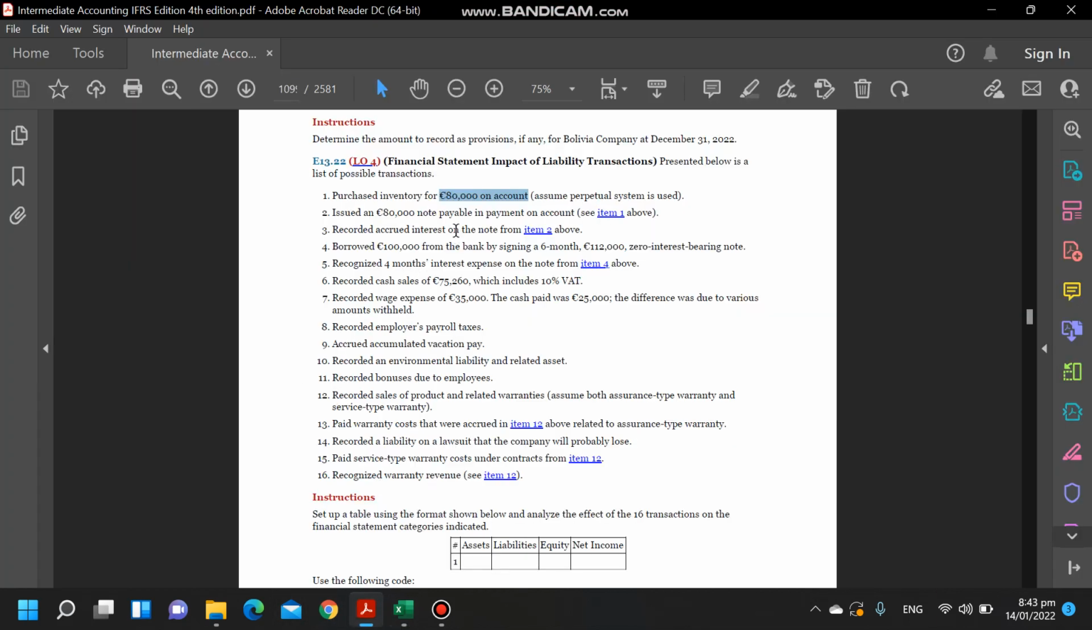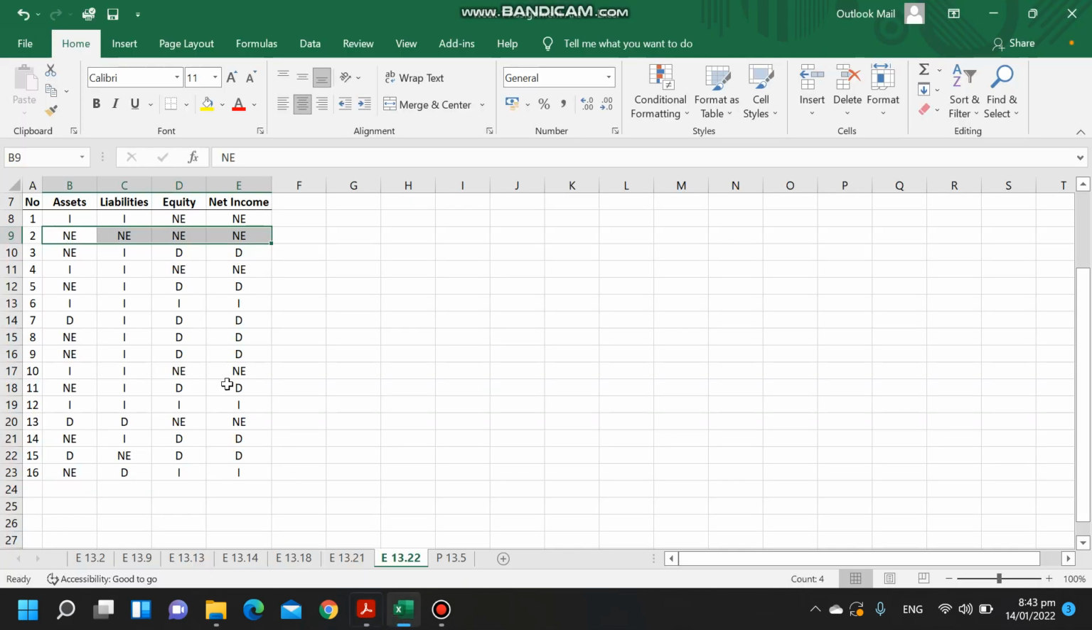And then number 3, recorded accrued interest on the note from item 2 above. So when we record accrued interest, there will be an expense, and there will also be a liability. So the effect is that on asset there is no net effect. The liabilities will be increased because there is interest payable, and the equity will be decreased because there's an expense, as a result from the net income, which is decreased also.